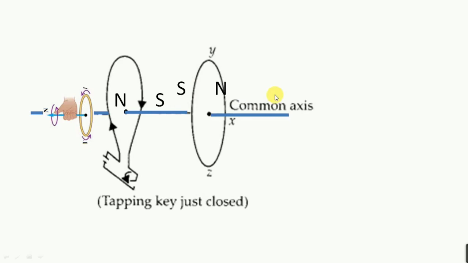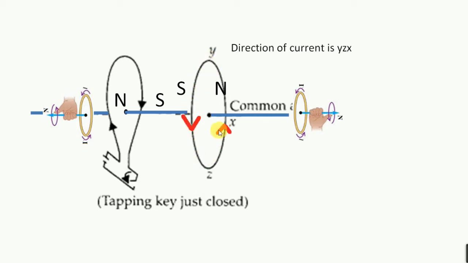So now again I'll use the same rule. If north pole is this side, I'll curl my right hand this way, so I'll get the current. That means from above the conductor, current is going downward. So this is the above part, so from the above part current is going downward. So this is the direction of current, so it is going from Y, Z and X.